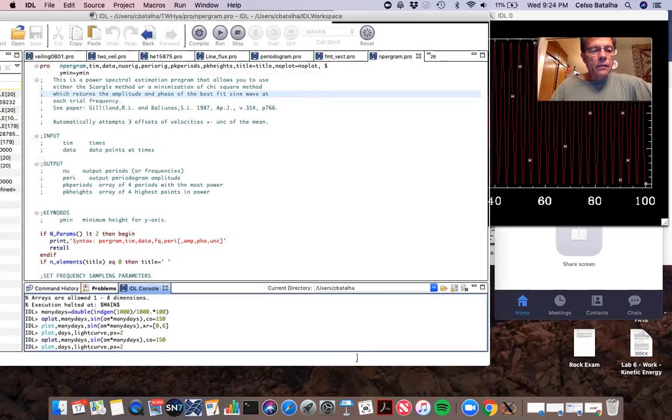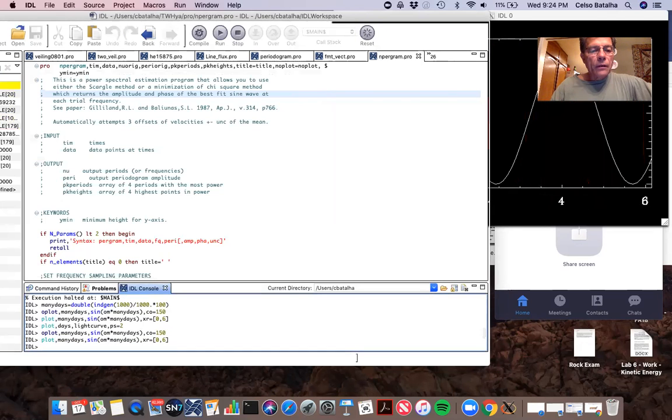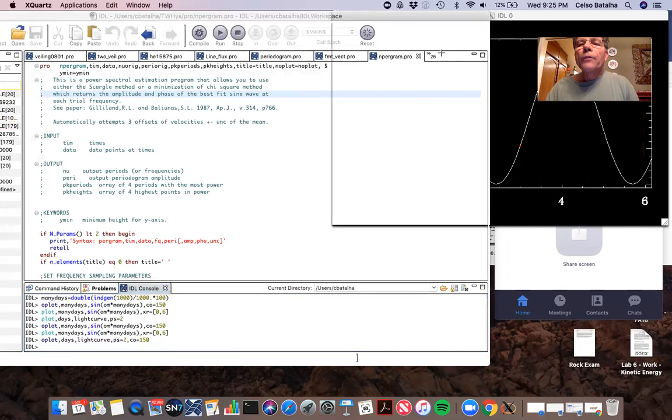So if I plot many days and I plot the other one, now you can see the dots appearing over there and here. That's where they're appearing. See, and another one there. So I have 1, 2, and 3.